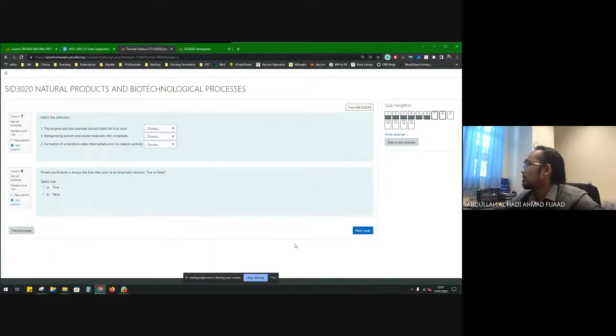Again, the matching question: enzyme and substrate should match for it to work. Reorganizing solvent and solute molecules into complexes is solvation theory; formation of a transition state is another model; and this one will be induced fit. You should be able to answer without asking me, because these are the definition and example of each particular model. Protein purification is always the final step to an enzymatic reaction, true or false?